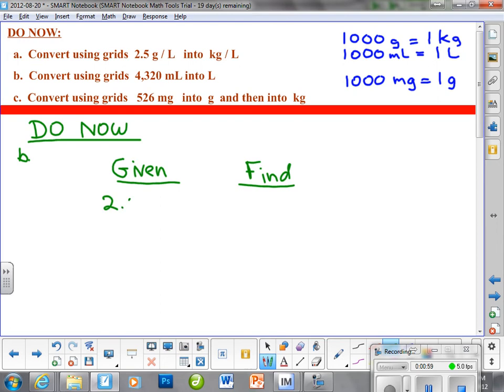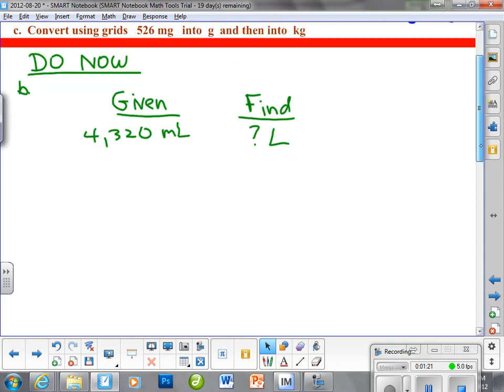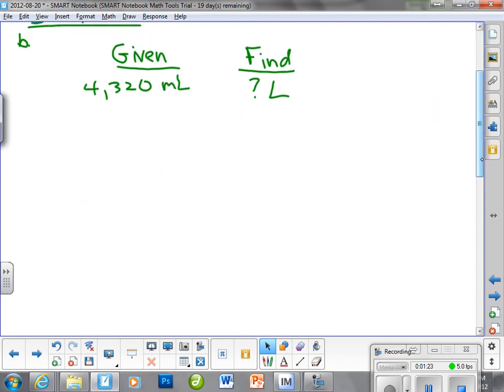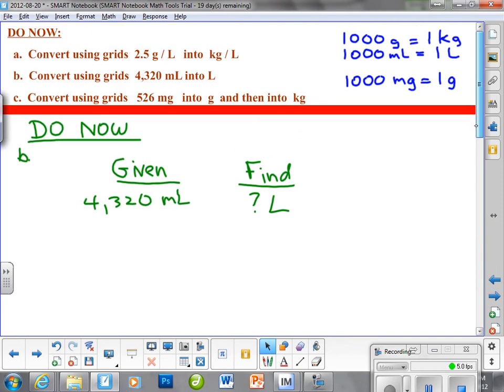You're looking at letter A. 4,320. Good. Okay, 4,320 mils. And then what were we supposed to find? Liters. Okay, you're supposed to find how many liters. And you see that is adequate information to be able to solve the problem. Are we good? The thing that you don't have is what I call a sidebar.